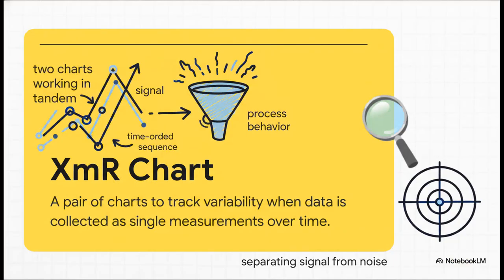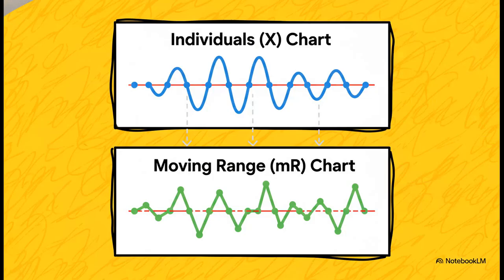So what is it, really? Well, at its core, the XmR chart is a dynamic duo. It's actually two charts working in tandem to give you this complete, moving picture of your process. It helps you see the difference between a real change and just the everyday static, all from a simple string of individual numbers. And you can see it right here.